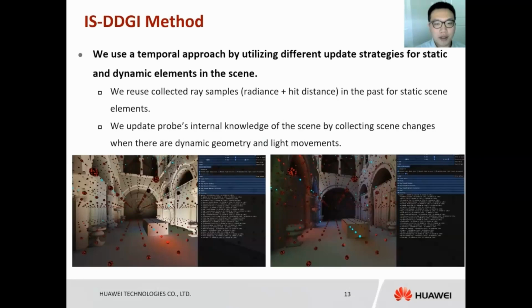We use a temporal approach by utilizing different update strategies for static and dynamic elements in the scene. We reuse ray samples collected in the past for static scene elements. We update the probes' internal knowledge of the scene by collecting scene changes where there is dynamic geometry and light movement. As shown in these figures, a red texel means there are rays allocated in that direction, whereas a blank texel means there isn't any ray allocated. We reuse the ray samples for the blank texels during the integration, and update the ray samples for the red texels. For the probes near the scene changes, we allocate additional rays in order to react to these changes, as shown for the probes near the boxes.